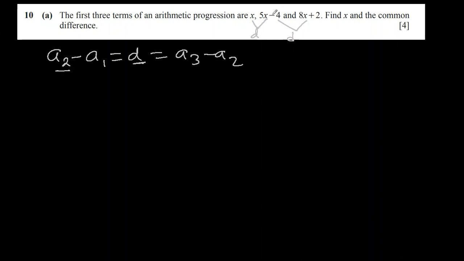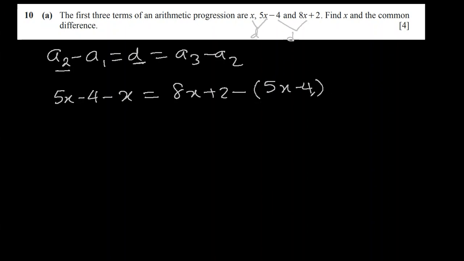a2 is 5x minus 4, second term, minus a1, which is the first term, or x, equal to a3, 8x plus 2, minus a2, 5x minus 4. I put this bracket because the whole of it will be subtracted. I did not put any bracket here because x was just one term. But here there are 2 terms, both should have this negative.